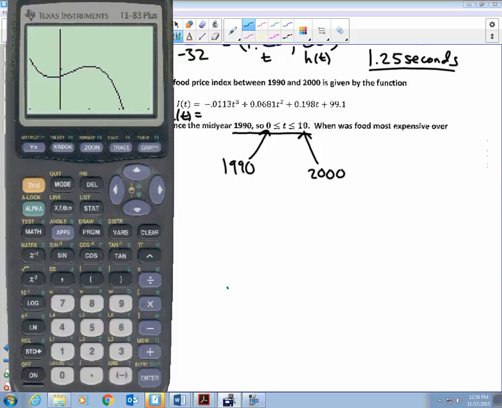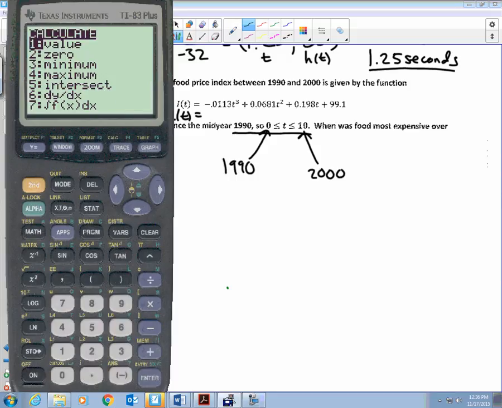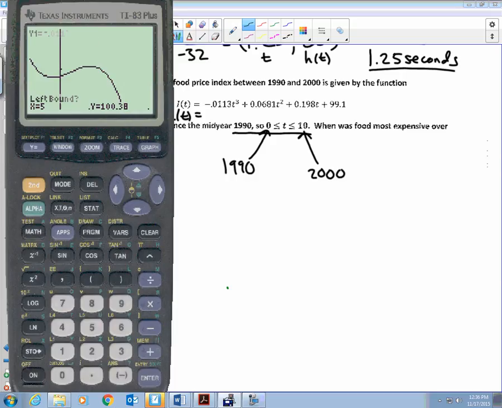Now I can find the maximum. How do I find that? What do I do with my calculator? Maximum, yep. And I go to the left of that maximum. And then I go over to the right of that maximum. And I get a coordinate of 5.15 and 100.38.